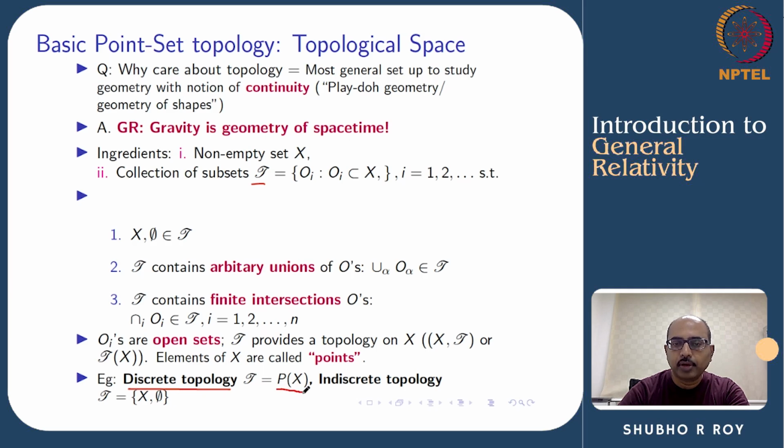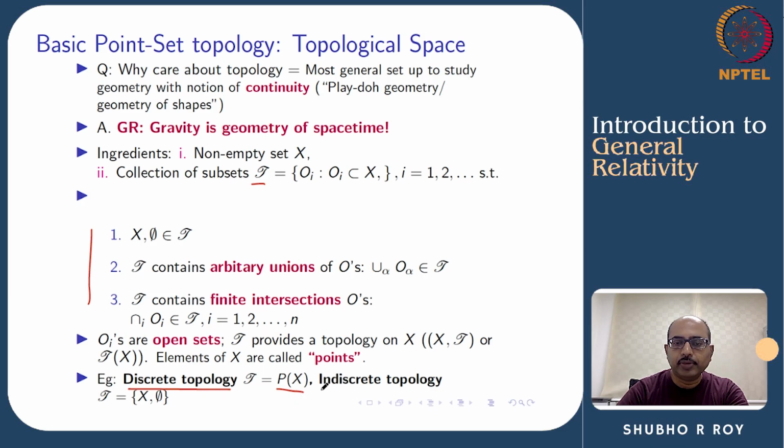Okay, P of X. P of X is the power set, as most of you probably already know. Power set means all possible subsets of X. So, of course, if we include all possible subsets of X, properties 1 to 3 will be automatically satisfied. So there's no big deal here. This is called the discrete topology, if you declare the collection of open subsets to be the power set. The power set contains all the subsets of X, not just all the elements.